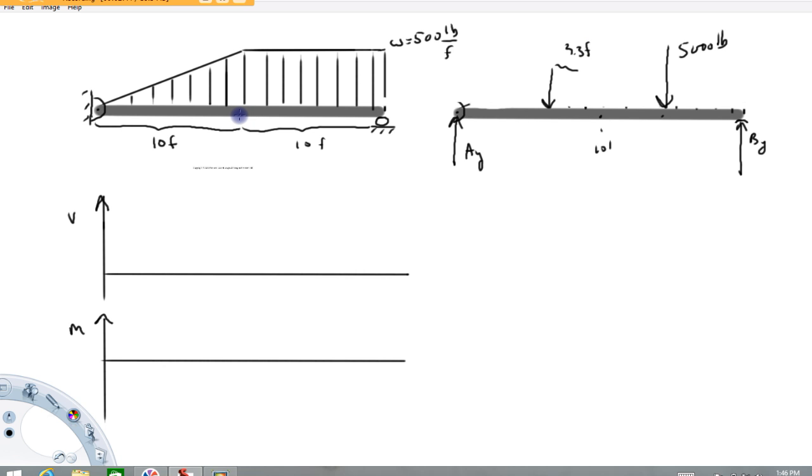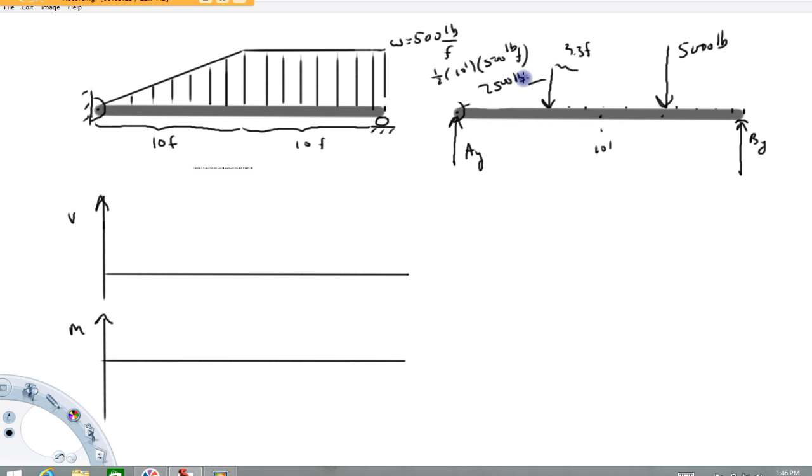Now the magnitude of that force is coming from the area of this triangle, which is going to be 1/2 times 10 feet times 500 pounds per foot. So that's 1/2 base times height. And that's going to give me, let's see, 5 times 500. So what do we got there? 2,500 pounds. All right, so here's my free body of just the beam.